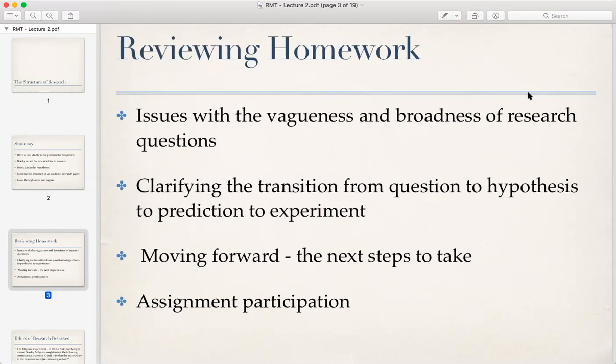So let me just say this right now. A question that is very vague and very broad will be in some ways easier to deal with in the short term, but in the long term, it's going to be very hard to come up with an experiment. It's going to be very hard to come up with a guess. It's going to be very hard to come up with a prediction that follows from a very vague and broad question.